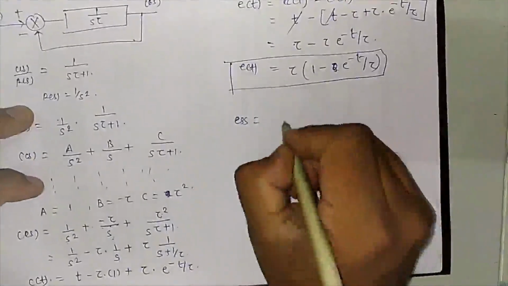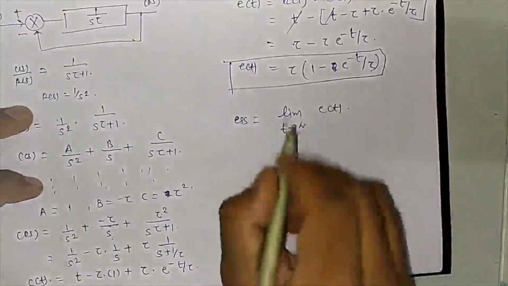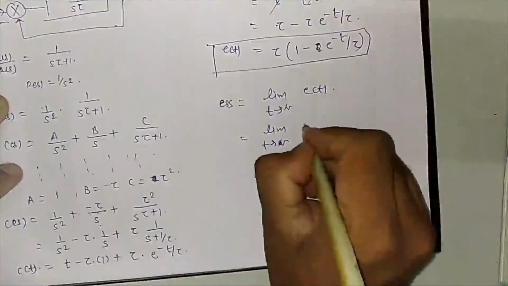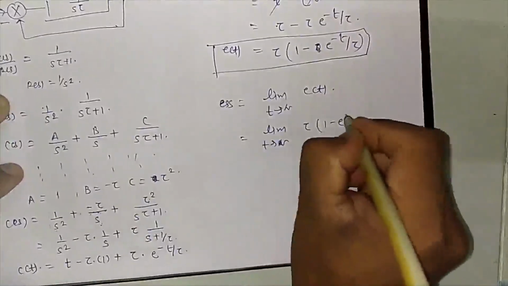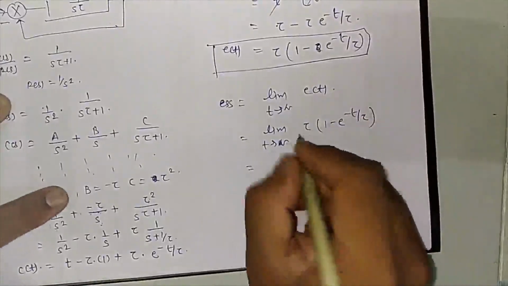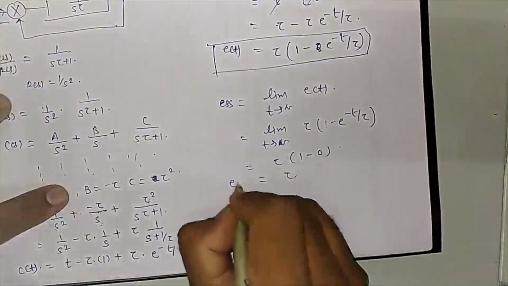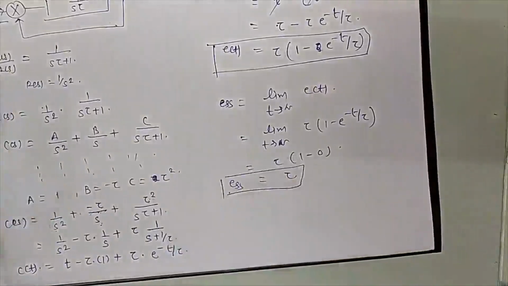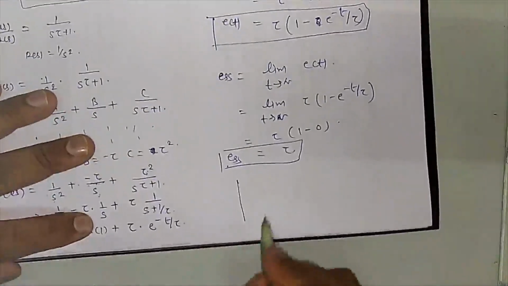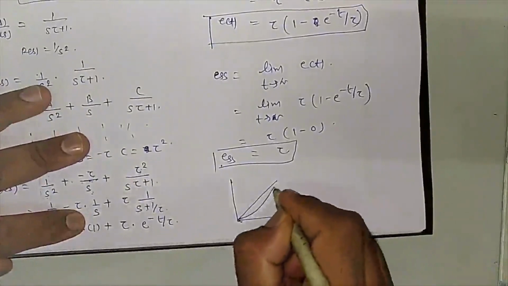Bracket over. Then I need to find out ESS. What is the formula for ESS? ESS is equal to limit t tends to infinity of e of t, whatever the value of e of t is, you need to write it. So if I am applying limit t tends to infinity, the value of this error, tau times 1 minus e raised to minus t by tau, it will be 1 minus 0. So it will be tau. So ESS will be tau. What does that mean? Even if I am applying ramp input to the system, it will be looking like this. Okay, so we will be getting the error.